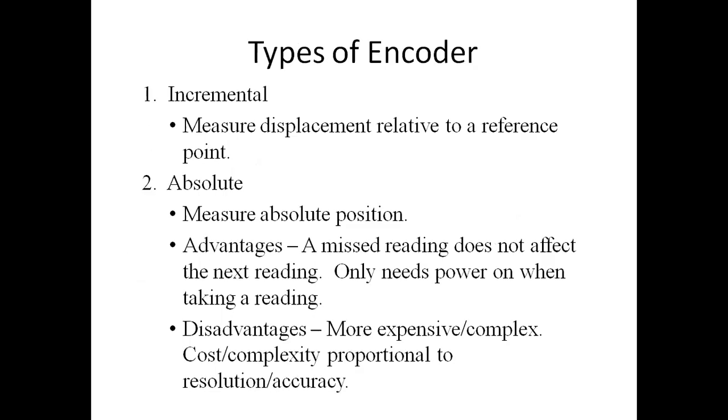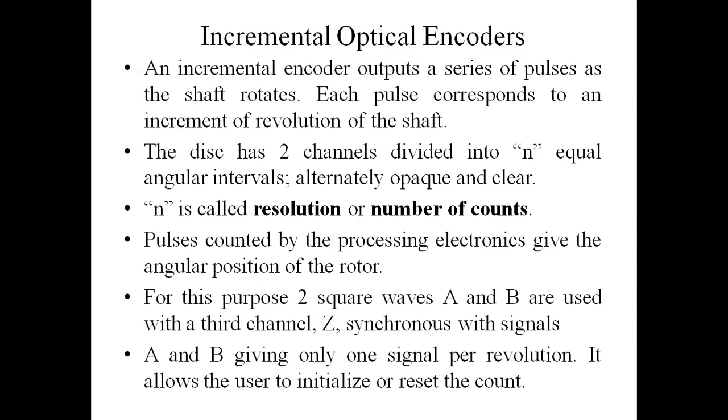The next thing we need to see is the types of encoders. We have two different types, incremental and absolute. An incremental encoder measures the displacement relative to a reference point, whereas an absolute encoder measures an absolute position. Regarding advantages, a missed reading will not affect the next reading when using an absolute encoder, and it only needs power when you are reading. The disadvantage is that it is more expensive or complex, with cost and complexity proportional to resolution or accuracy. Let me see them one by one.